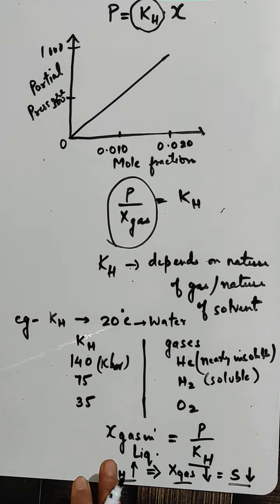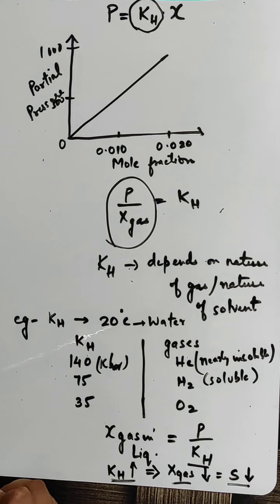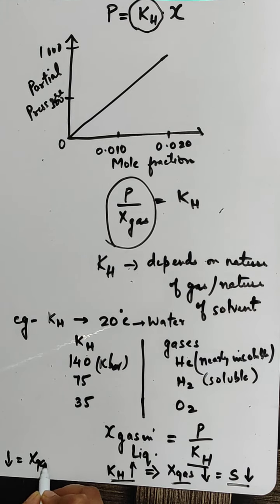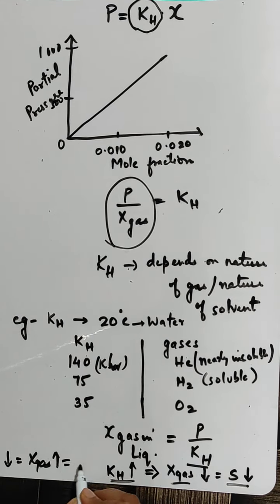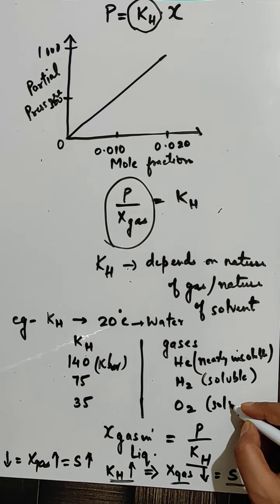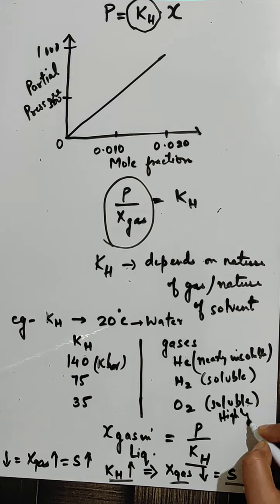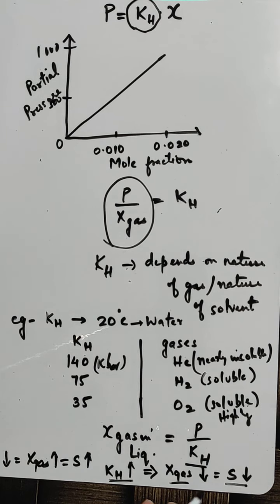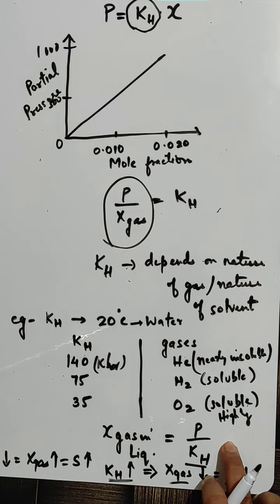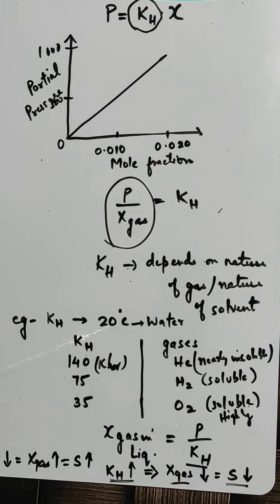And oxygen, here the value of KH is very low. If the value of KH is low, the mole fraction of the gas increases and the solubility also increases. So that is why oxygen has very good solubility. It is highly soluble, not just soluble, highly soluble. Alright, so this is how the solubility is dependent on the mole fraction and the value of KH. There is an inverse relationship between the value of KH and the mole fraction of the gas.